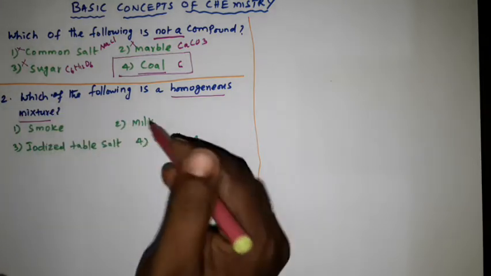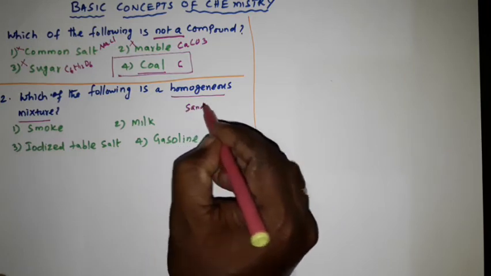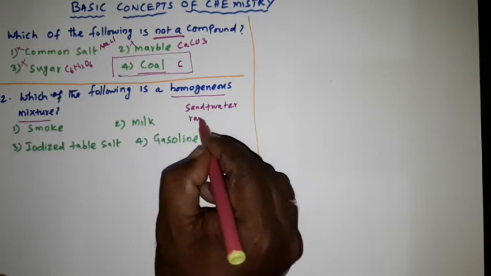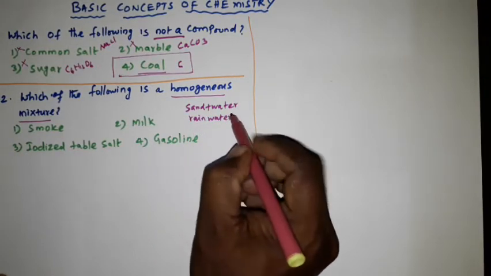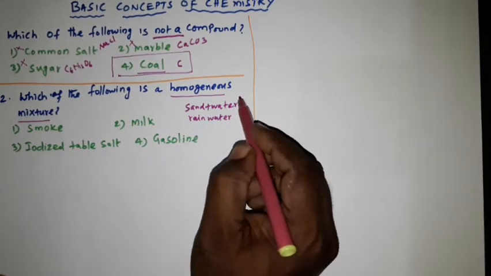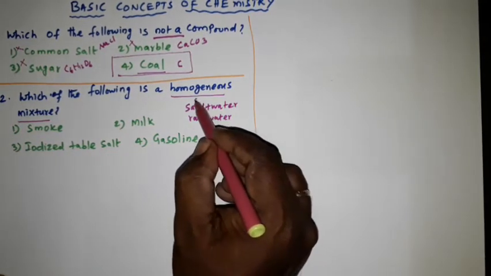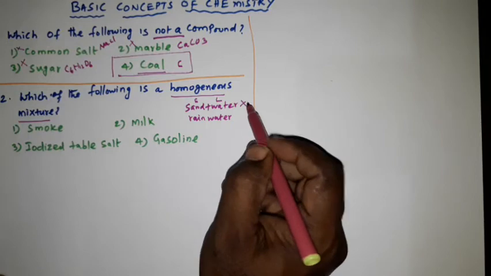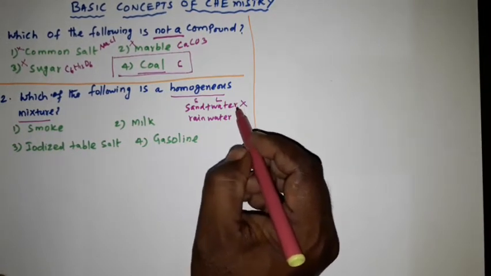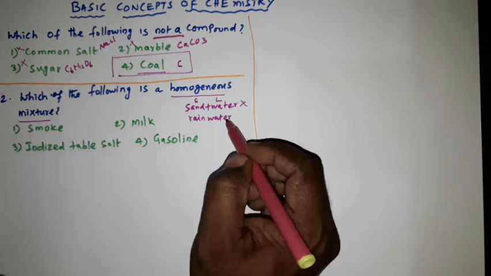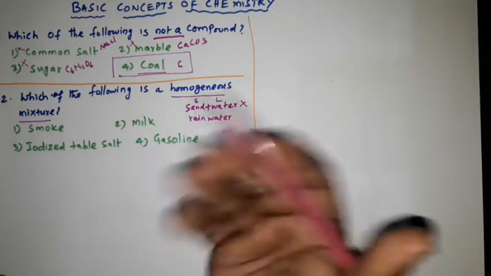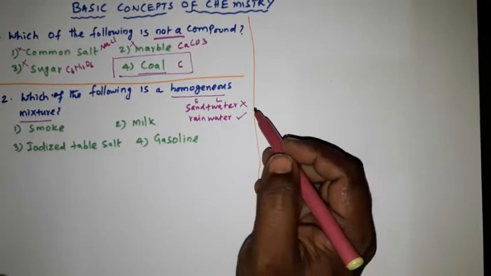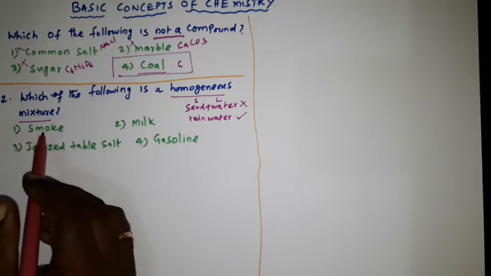For example, take sand plus water, and then take pure rainwater. After mixing sand and water, you can see this is solid, this is liquid. You can see the sand and the liquid, so this is not a homogeneous mixture. This is called a heterogeneous mixture. Whereas in rainwater, you cannot find any particle other than water. So this is a homogeneous mixture. Clear?